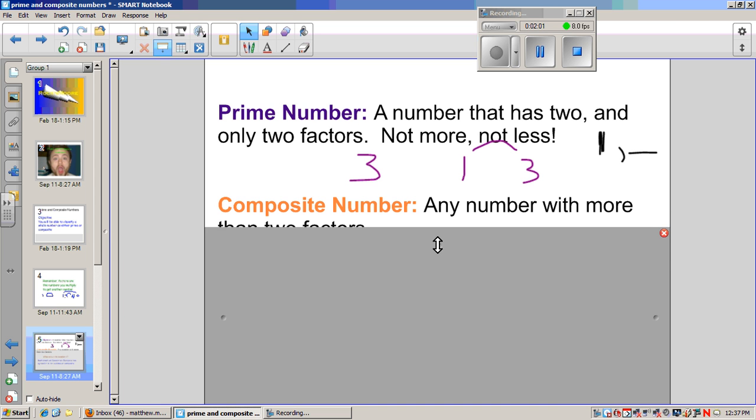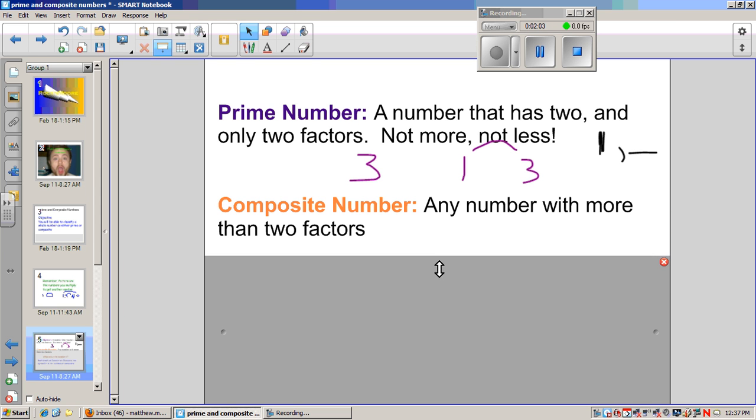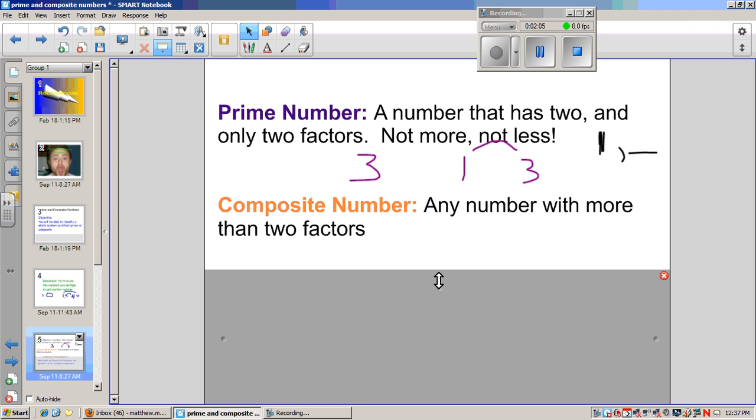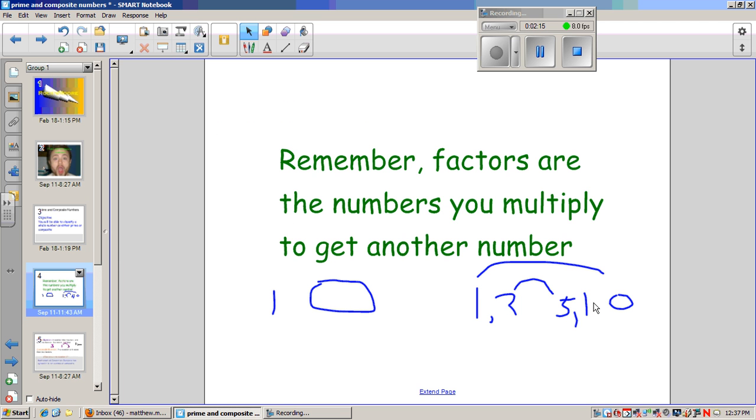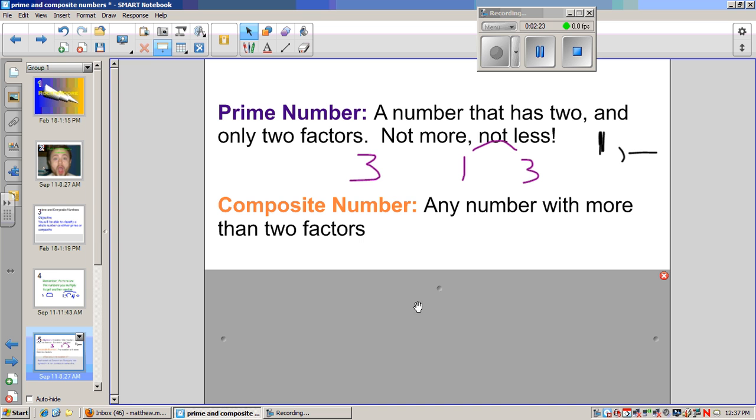A composite number is any number with more than 2 factors. So really, if it's not a prime number, it's composite. That means they're going to have multiple factors, more than 2 factors. The number 10, like we just did, is a composite number because it has 1, 2, 3, 4 factors. That's more than 2, which means, of course, that it's composite.